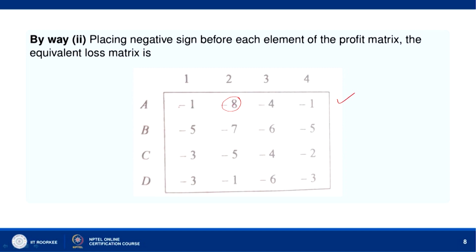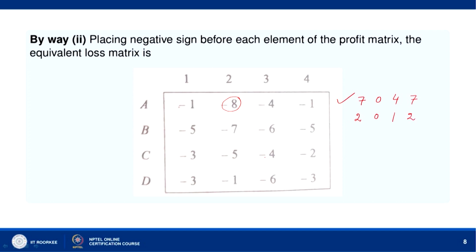So, -1 plus 8 is 7, -8 when we subtract from -8 we get 0, -4 plus 8 is 4, -1 plus 8 is 7. In the second row the smallest element is -7. So, -7 we subtract from -5 we get 2, -7 when we subtract from -7 we get 0, -6 plus 7 is 1, -5 plus 7 is 2.